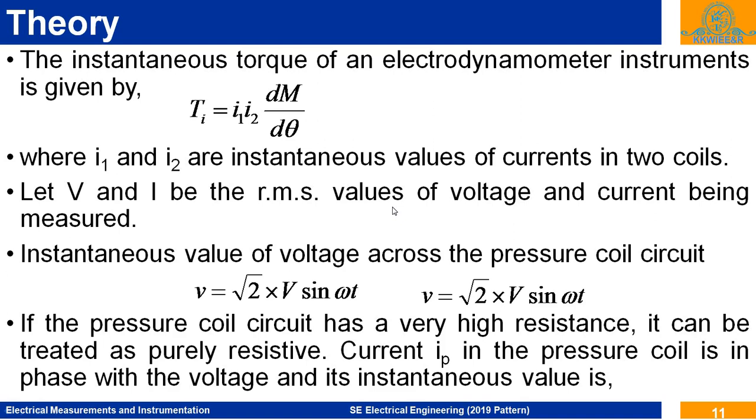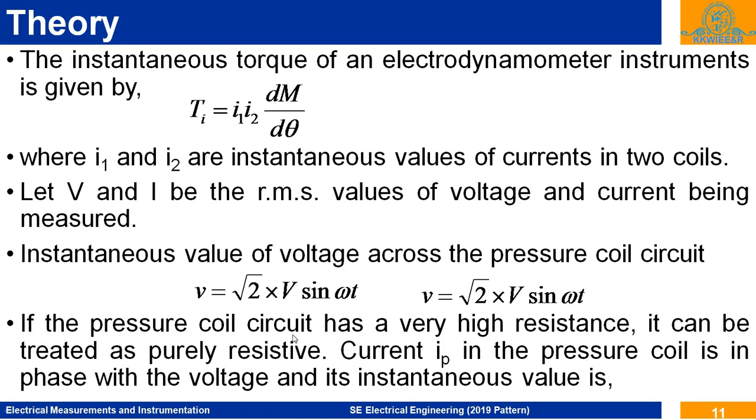Generally we are measuring current, voltage, and power, so these are RMS values. Let v be the instantaneous value of voltage across the pressure coil. From the RMS value we find the instantaneous value: v is equal to root 2 V sin omega t.